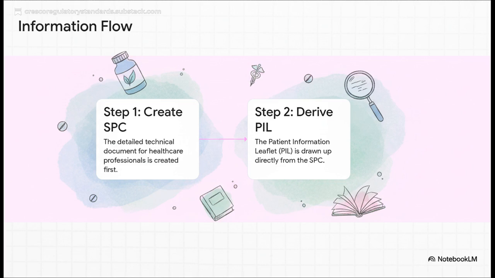And this creates a really crucial, unbreakable hierarchy. It's simple. First, you have the technical SPC. Then, and only then, comes the Patient Information Leaflet, or PIL, which is pulled directly from it. This is totally non-negotiable. You can't have a piece of information in the patient leaflet that isn't already in the SPC. This one rule ensures that what a patient reads is always anchored in the core scientific data.